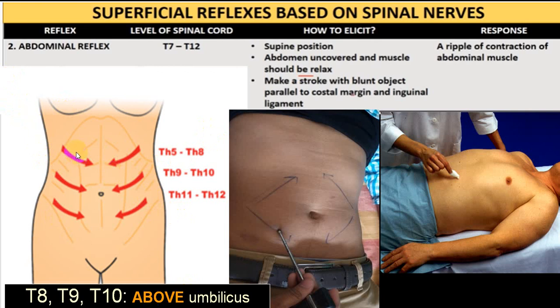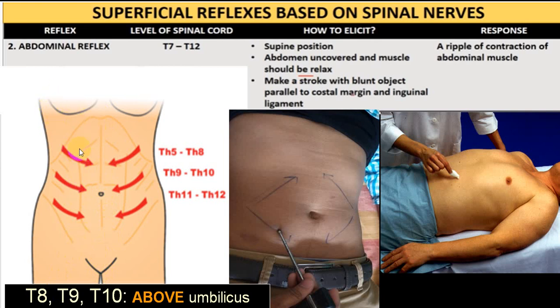Means from outside towards the center. That should be the way. This upper part is T8, T9, T10 and lower part is T10, T11 and 12. So umbilicus is T10, xiphisternum is T8 and pubic symphysis is T12. So depending upon that, you look for the responses.